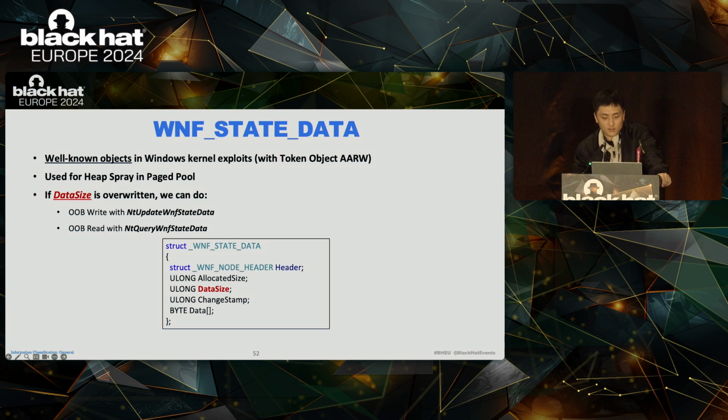The first object we considered for our exploit strategy was the Windows Notification Facility, or WNF object. When WNF generates state data, it creates a WNF state data object, which is commonly used in paged pool heap sprays for Windows kernel exploits. This object is size mutable, and by overwriting the data size member, we can gain a powerful primitive. Using this, we can perform out-of-bounds write while updating state data, as well as out-of-bounds read by querying state data.